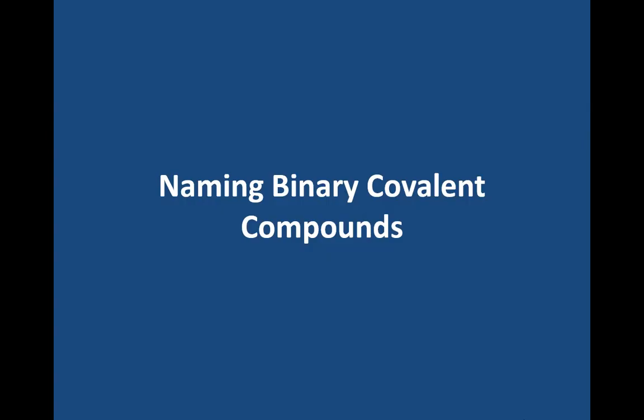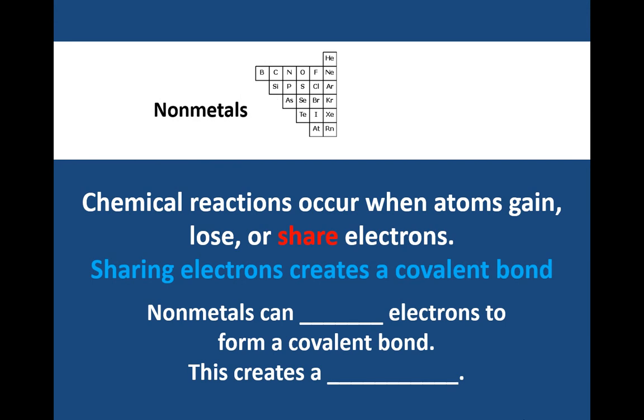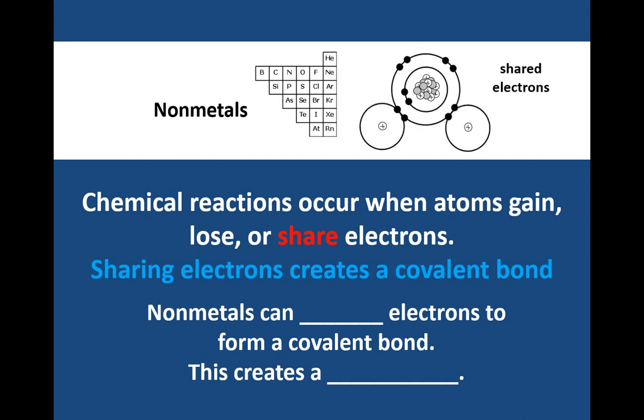Now, let's go to naming binary covalent compounds. So chemical reactions occur when atoms gain, lose, or share electrons. Sharing electrons creates a covalent bond. So non-metals can blank electrons. What do you think is the answer? Non-metals can share electrons to form a covalent bond. This creates a molecule.